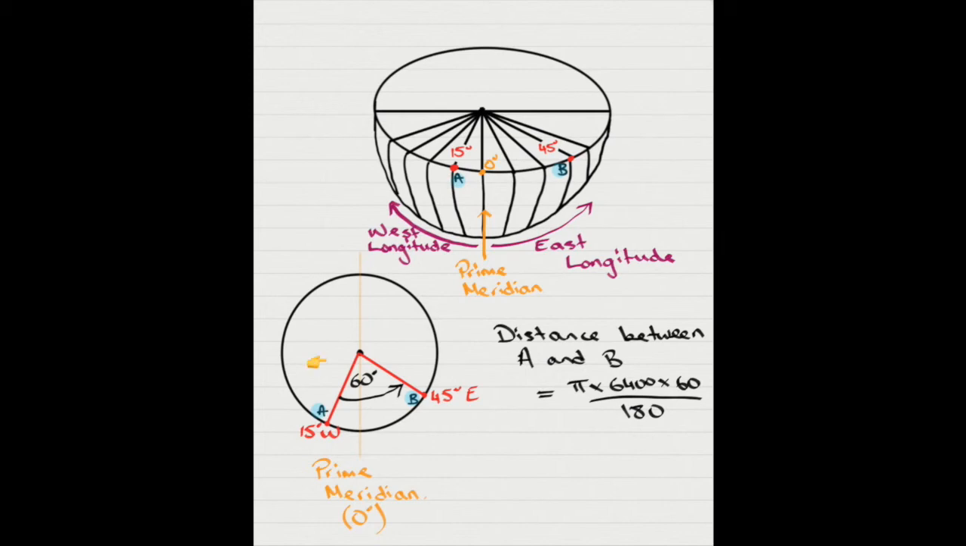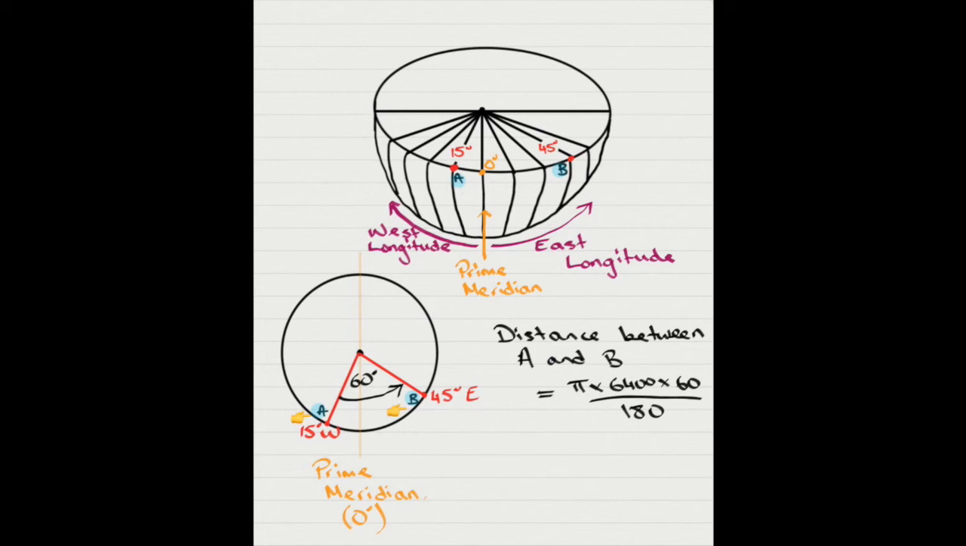So again, we've simplified the diagram just in here. Down the bottom, we have point A drawn on, 15 degrees west. We have point B drawn on, which is 45 degrees east. And again, we're looking for that arc length, the distance around the outside of this circle, which represents the distance from point A to point B.